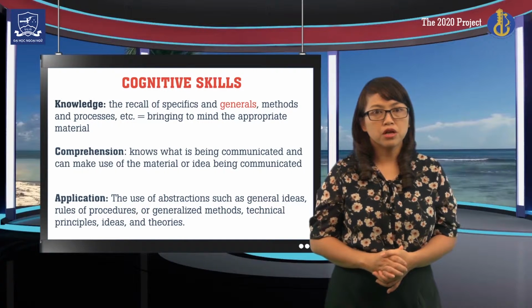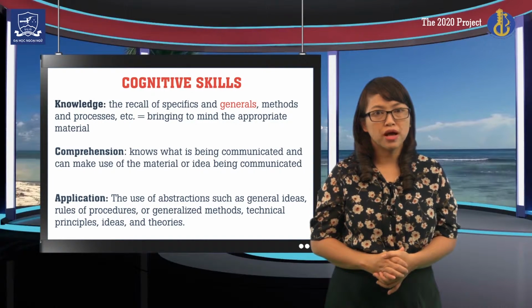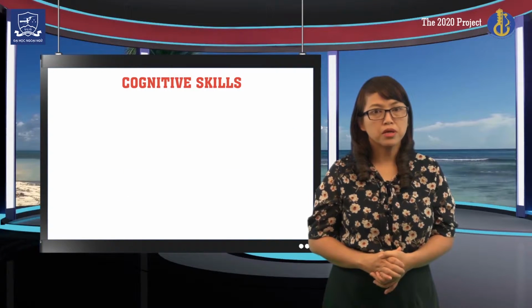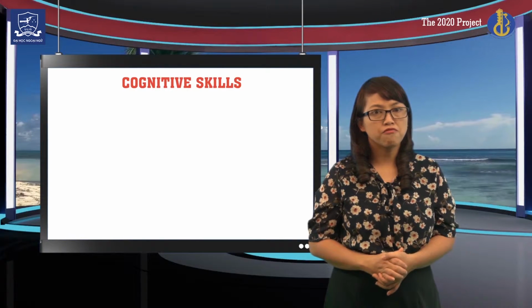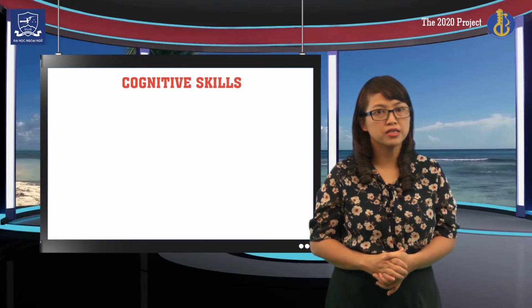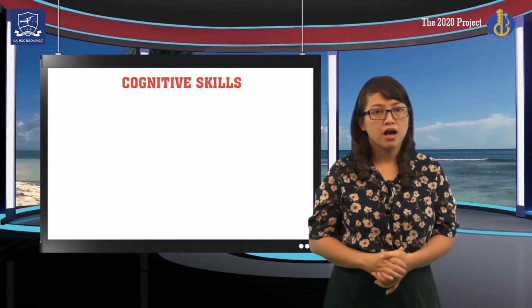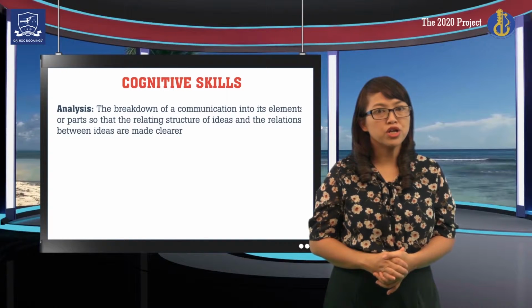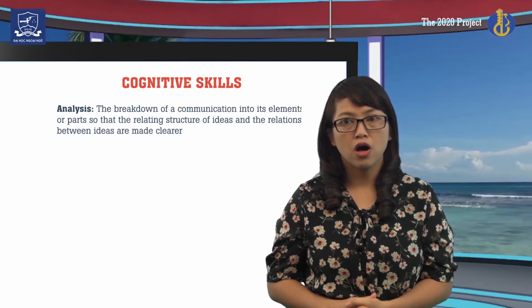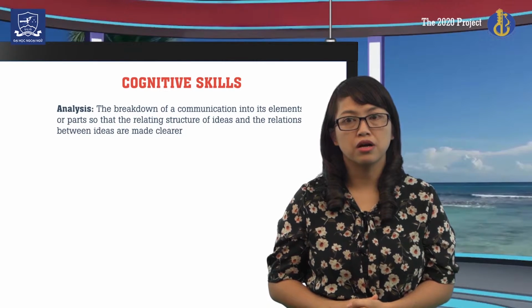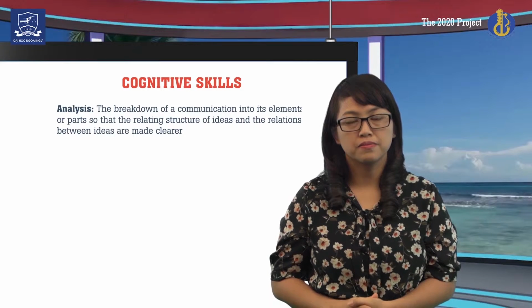The two levels of knowledge and comprehension are often referred to as lower order thinking skills due to their simple nature. Meanwhile, the three levels of analysis, synthesis, and evaluation form the so-called higher order thinking skills in Bloom's taxonomy. Analysis means the breakdown of a communication into its parts so that the structure of ideas and the relations between ideas become clearer. For example, students can classify, organize, restructure, etc. as they are performing analysis.